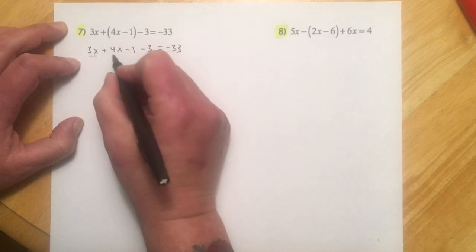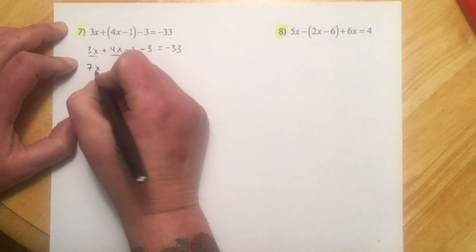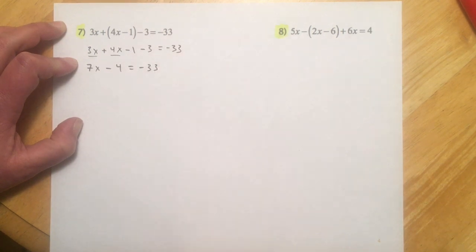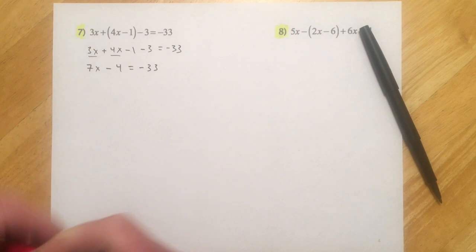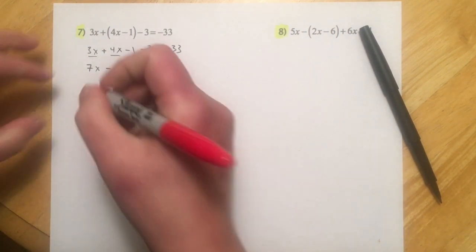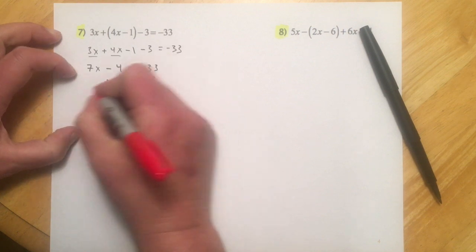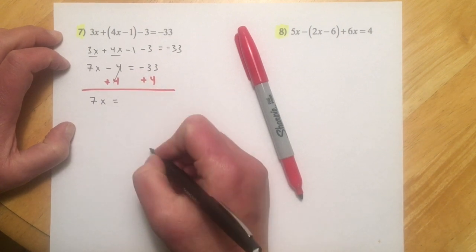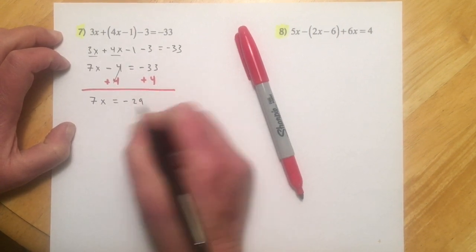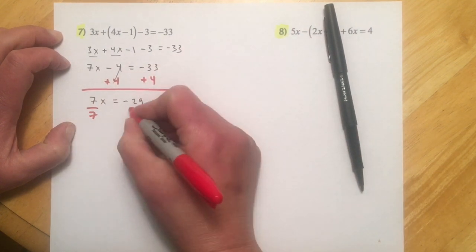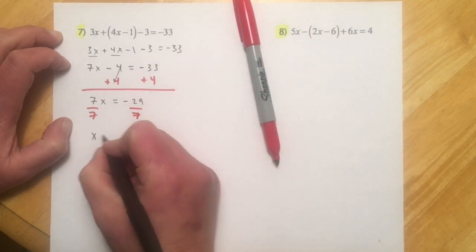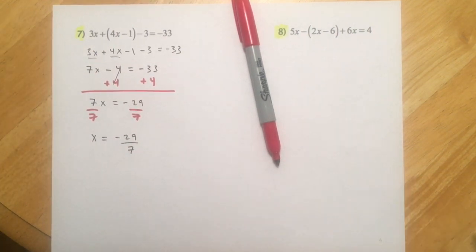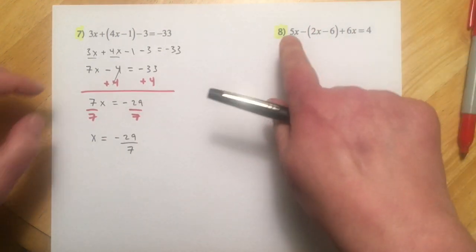And then I'll do my collect terms. So I got 3x and 4x there for 7x. Down 1, down 3, so that's down 4 equals -33. And then we're at our add subtract step. So I'm going to add the 4 over. So that gets us 7x. Those cancel. What is that? -29. And then divide out the 7. And x is a rather unreassuring -29/7.